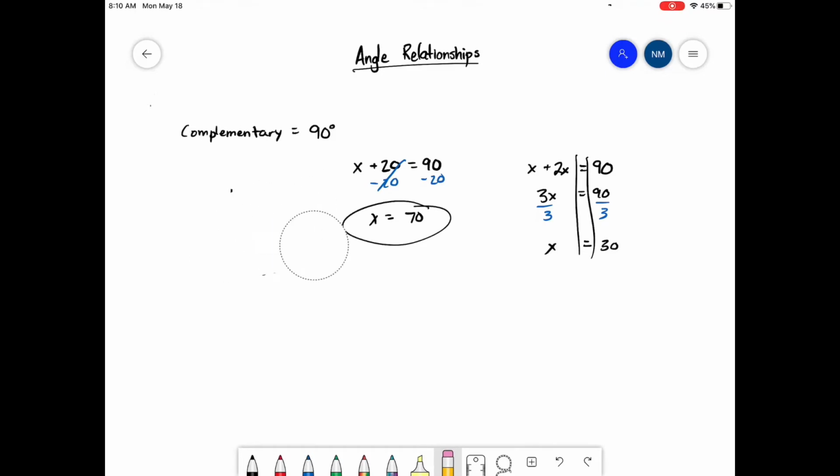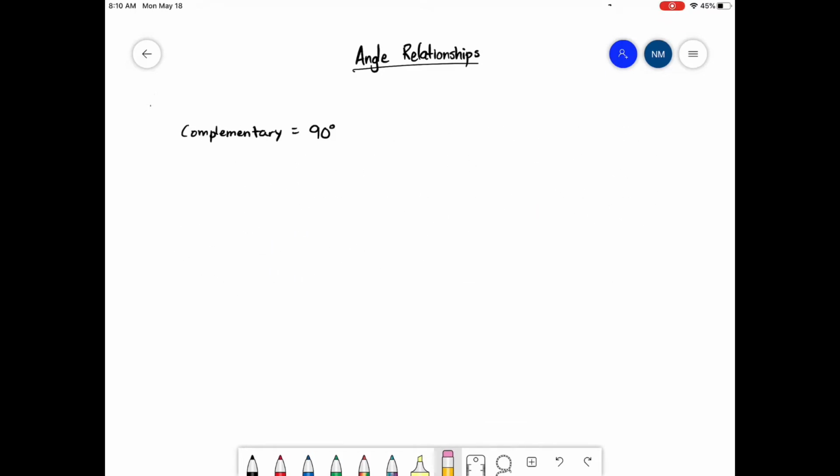Let's do one more that is slightly harder for complementary angles, and then we'll move on to supplementary. Let's say we have an angle that is x plus 2, and we have an angle that is 3x plus 1. It's still complementary angles, so we still add up the two measures. So we add the 3x plus 1 and the x plus 2. And then because it's complementary, we set it equal to 90 degrees.